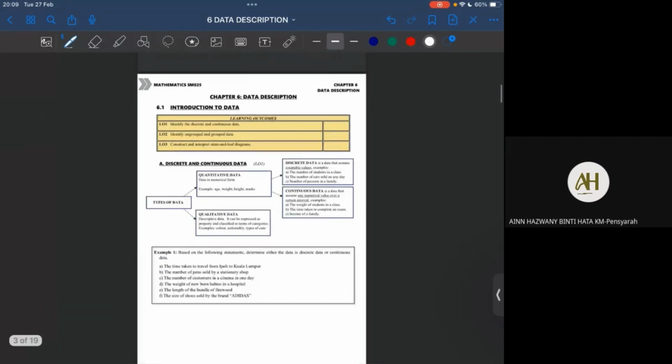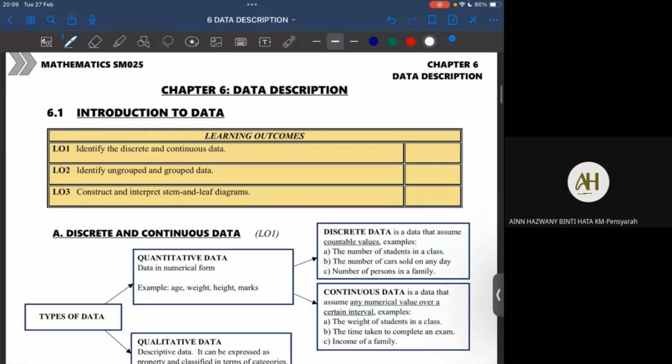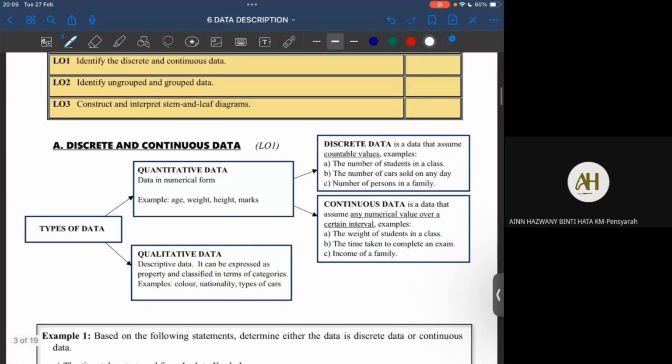Alright, so let's see the first part, introduction to data. So data dibahagikan kepada dua. We have discrete and continuous data. So this is types of data: quantitative data and qualitative data. So qualitative data is just a description. Contoh dekat sini kamu boleh tengok kita ada cerita pasal color, nationality, types of cars. So dalam syllabus kita akan fokus kepada quantitative data. Okay, apa maksud quantitative? Boleh dikira, dia dalam bentuk numerical. Contoh age, weight, height, marks dan sebagainya.